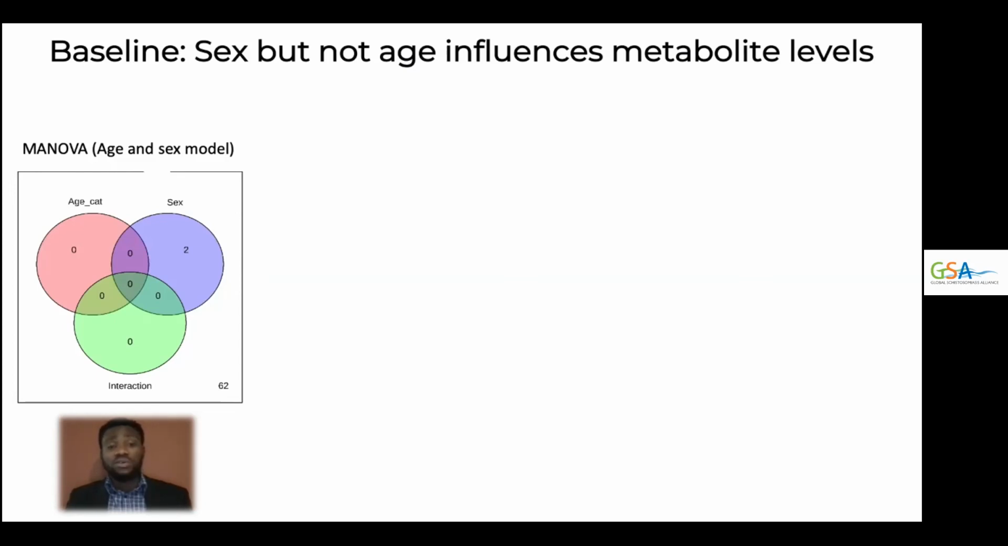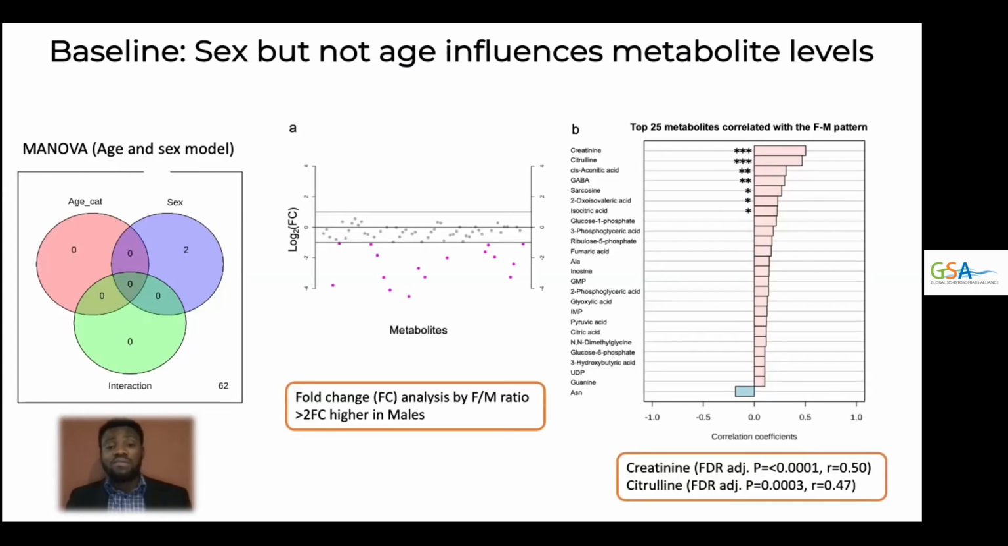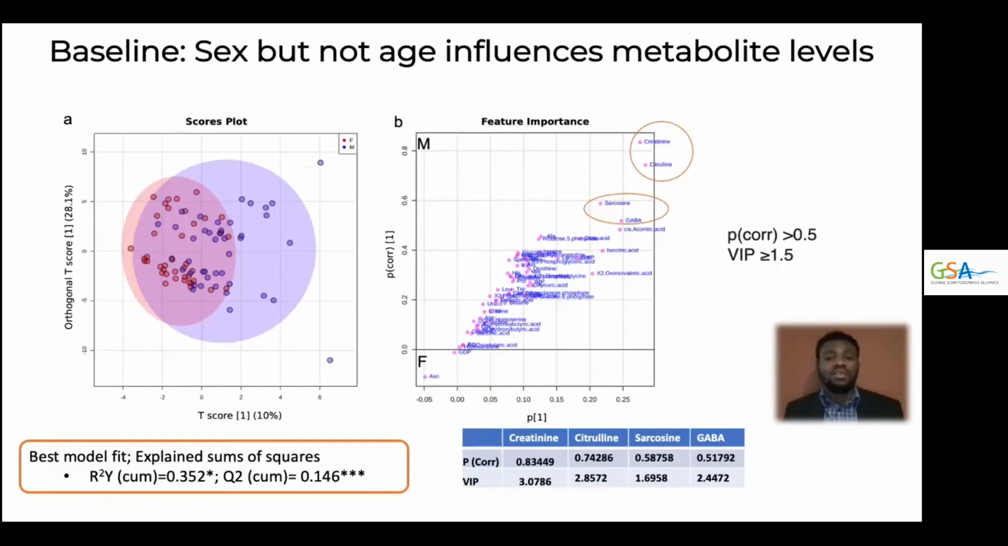A MANOVA model showed that sex but not age influenced metabolite levels, and a fold change analysis showed a greater than 2-fold change increase in metabolite levels in males, with a general pattern of increasing concentration in males as compared to females. So we further adjusted this baseline data for age and used the residuals in a multivariate analysis model to determine which metabolites specifically were accounting for this male to female group separation.